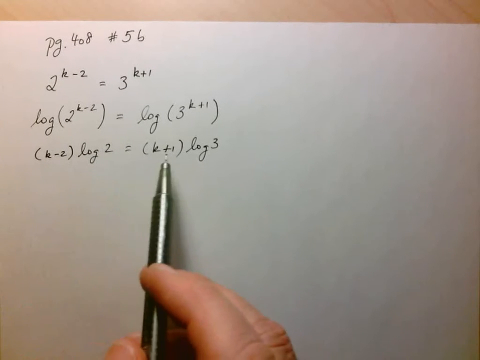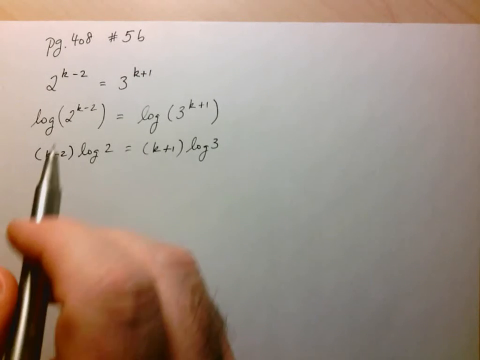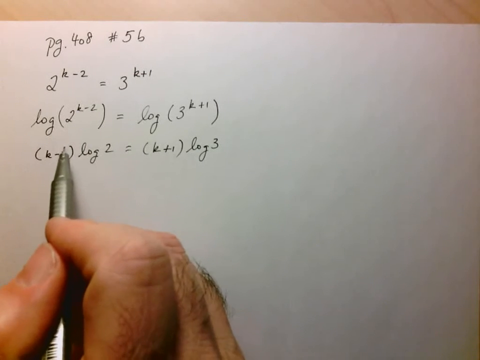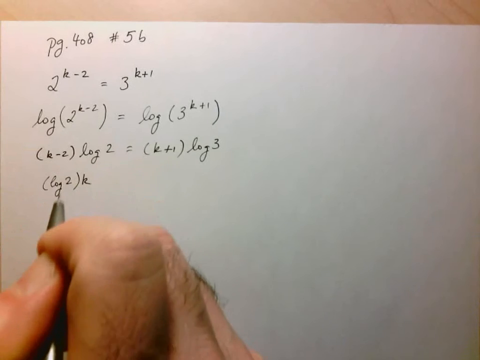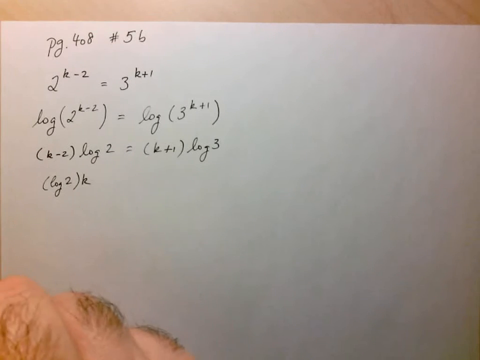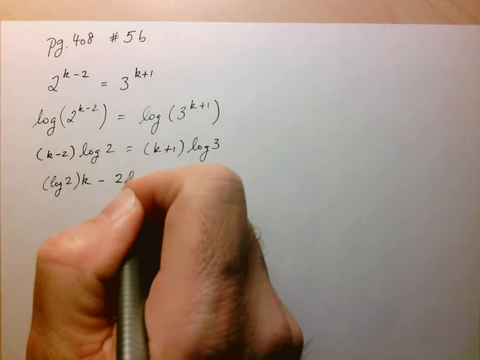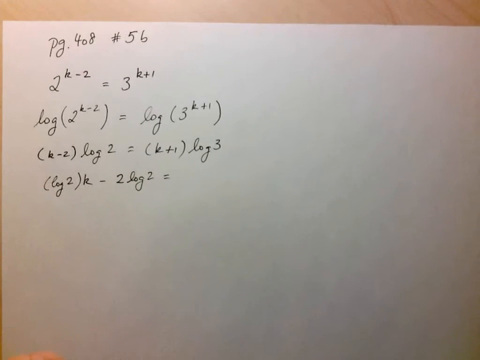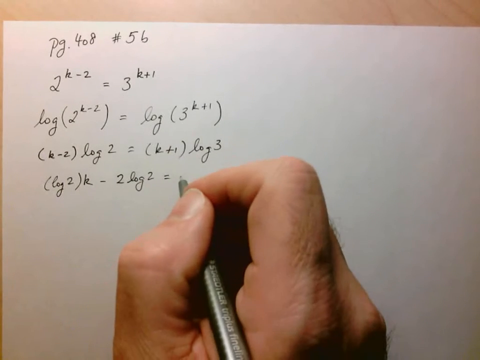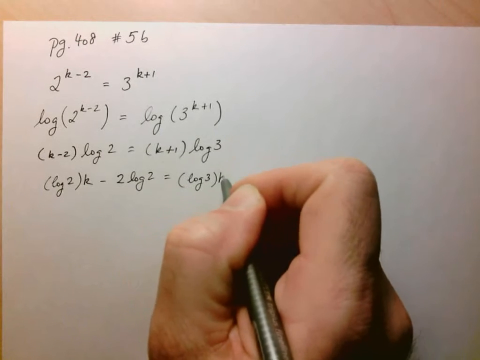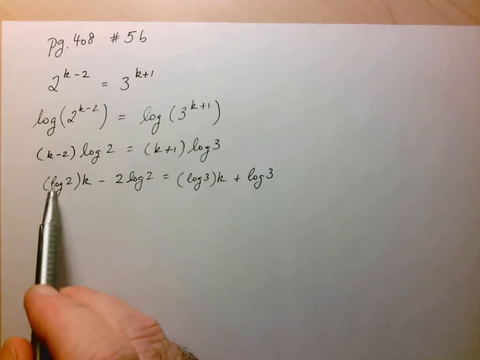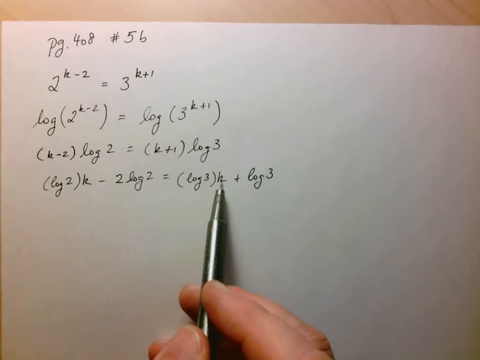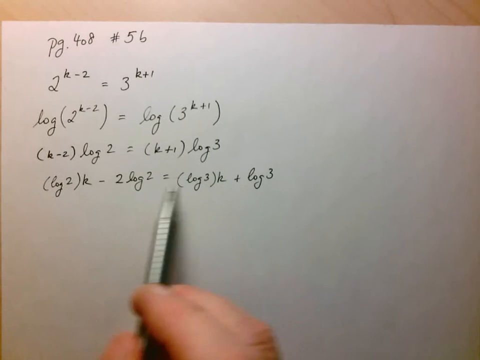The first step is to expand and simplify both sides of the equation. I'm going to distribute the log 2 to both of those. So I've got log 2 times k, and I just put brackets around log 2 to make it a little clearer, and then minus 2 times log 2. Because I'm looking for an exact answer, I'm not going to approximate log 2. Do the same thing here, distribute the log 3, so I've got log 3 times k plus log 3. Just keep in mind that log 2 is the coefficient of that variable, log 3 is the coefficient of that variable k, and these are just constant numbers.